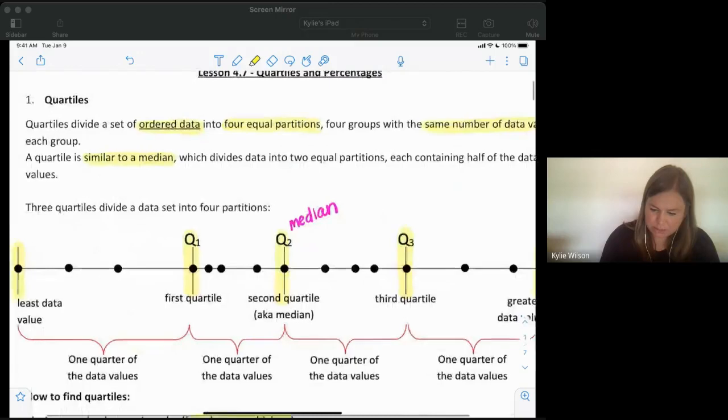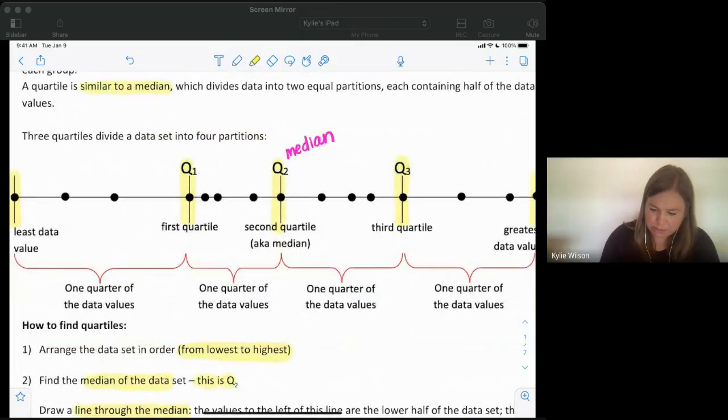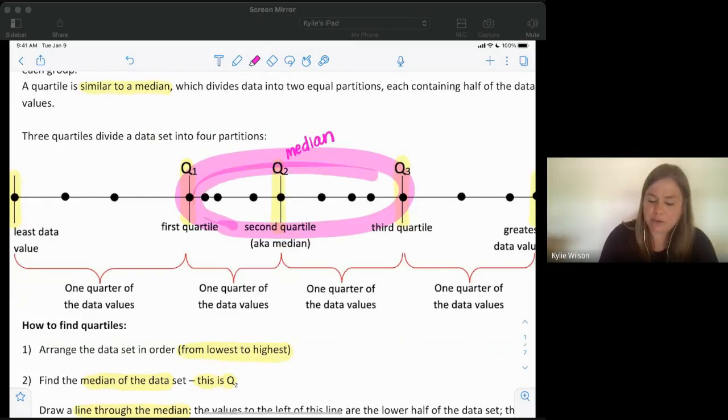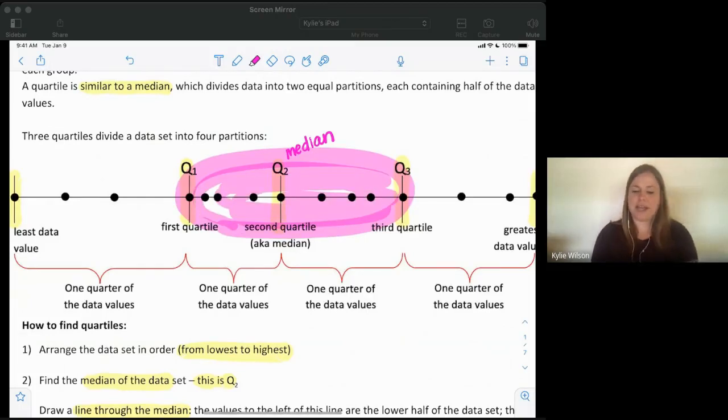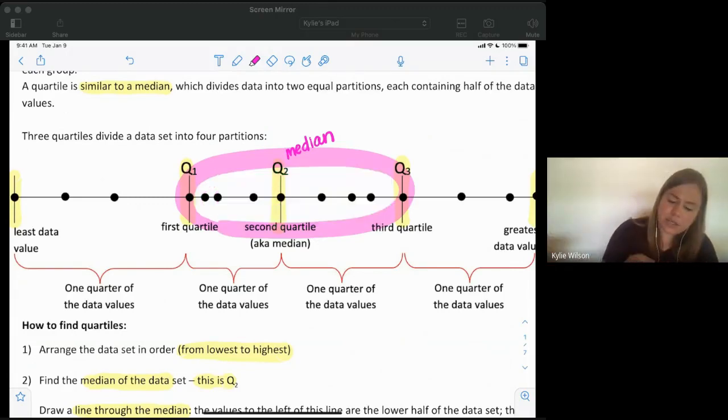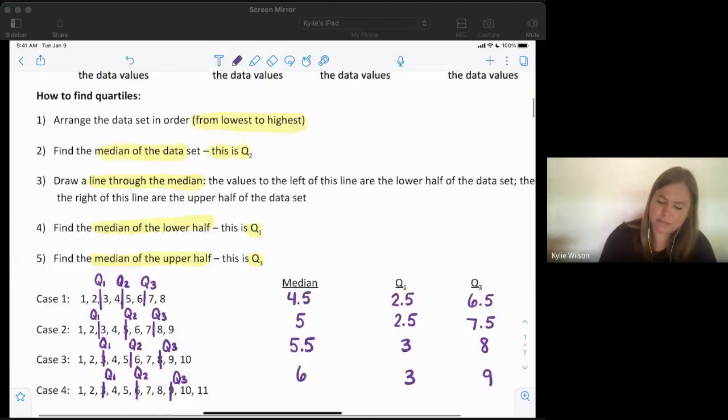Basically, I'll just pop up here for a moment. We're looking for the range of this. How far spread out is this part here? Is that part really close together? Or is that part really, really spread out? That's what our interquartile range is telling us.